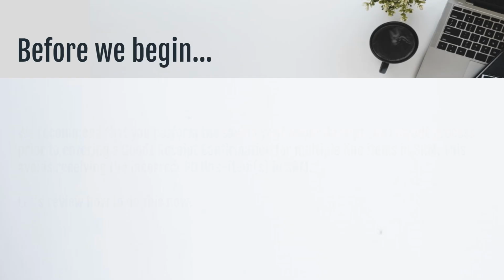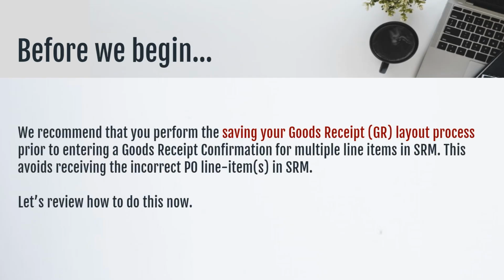Before we begin, we recommend that you perform the Saving Your Goods Receipt layout process prior to entering a goods receipt confirmation for multiple line items in SRM. This avoids receiving the incorrect PO line items in SRM. Let's review how to do this now.